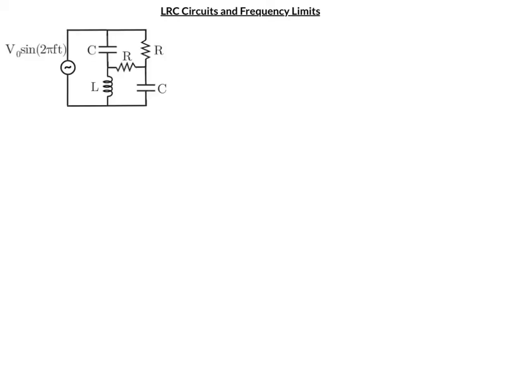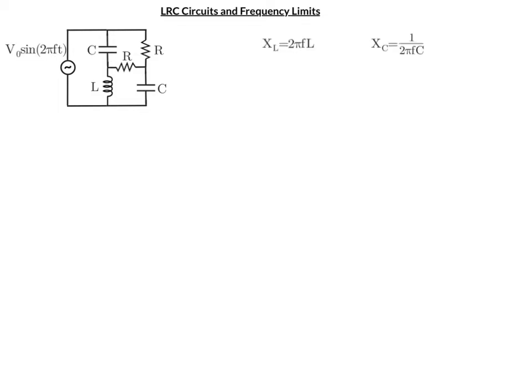Let's look at LRC circuits and how they behave at high frequency and low frequency limits. So here we have just a random LRC circuit. It is no longer in series, as you can see. This circuit is powered by a generator whose voltage and current alternate with a frequency F.